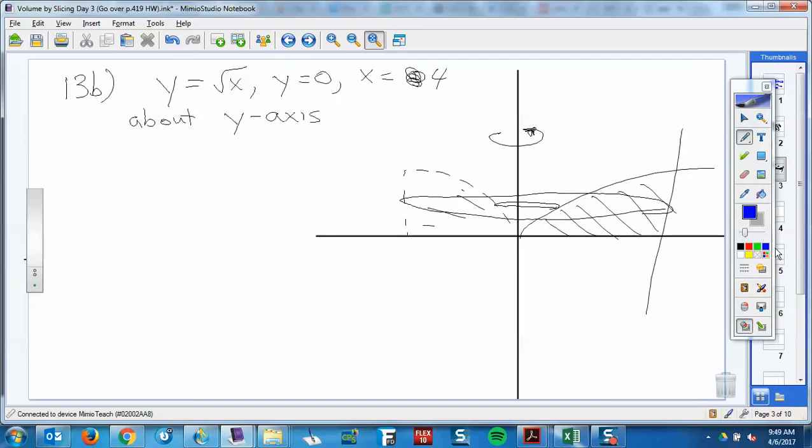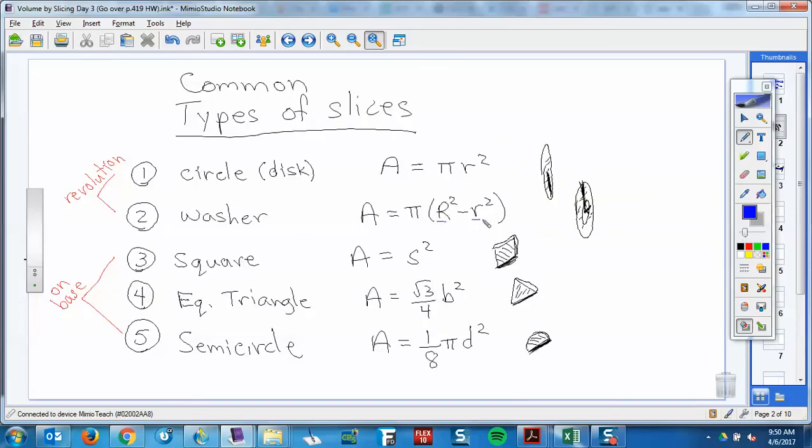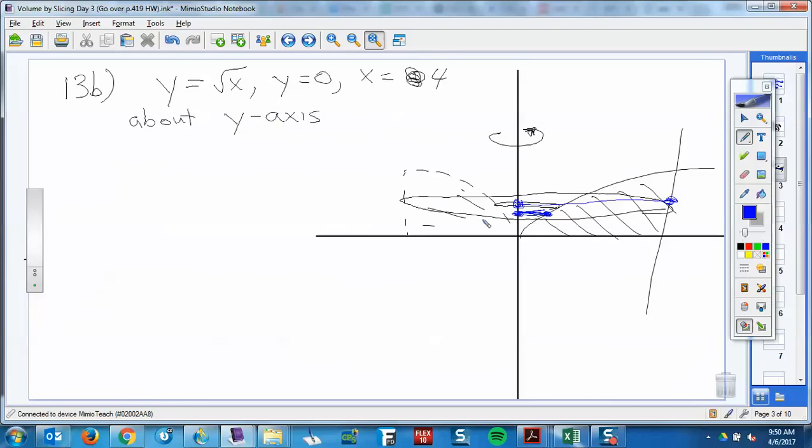So the washer, so the slice, and again, the other thing you always want to know is you got to draw from the axis of revolution. So this strip is your big R, and this strip right here would be your little r, right? Because that's what you need. You need big R and you need little r. Okay, so big R, the length of this strip is what? It's this x value, 4, minus this x value, 0. So wouldn't big R be 4 minus 0?